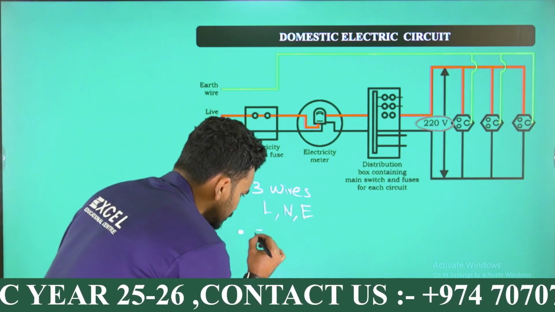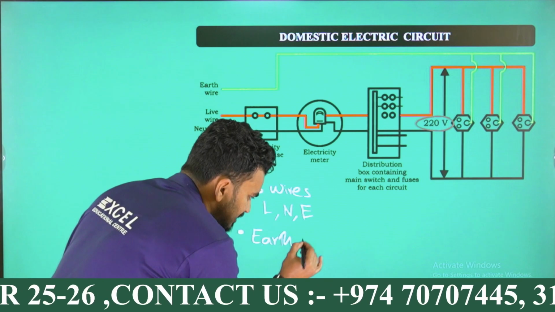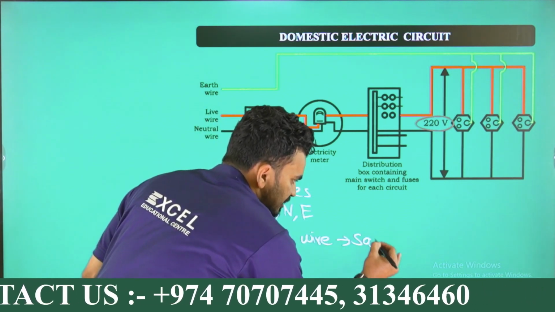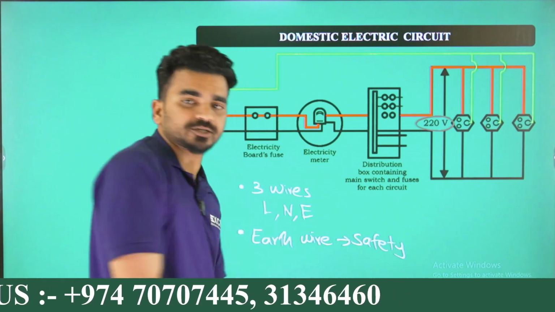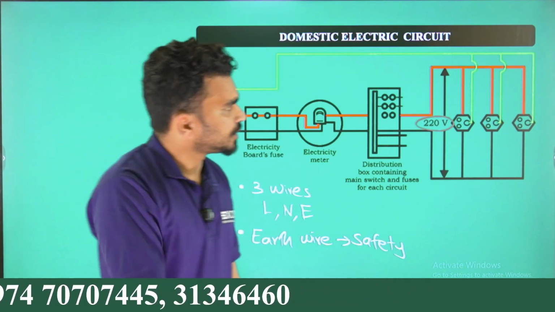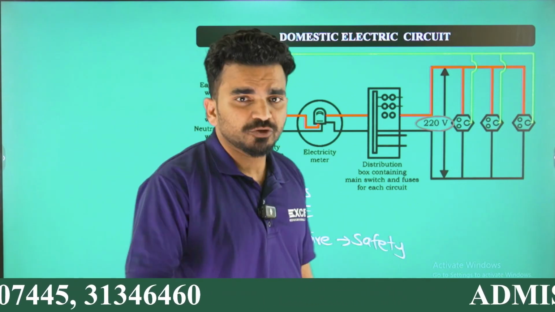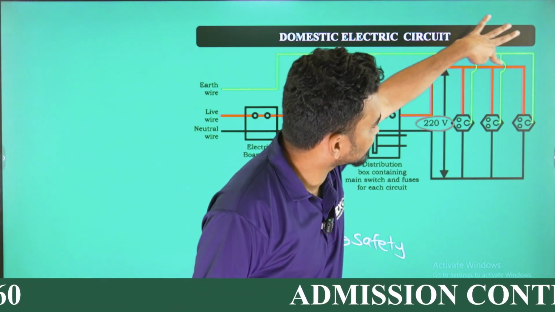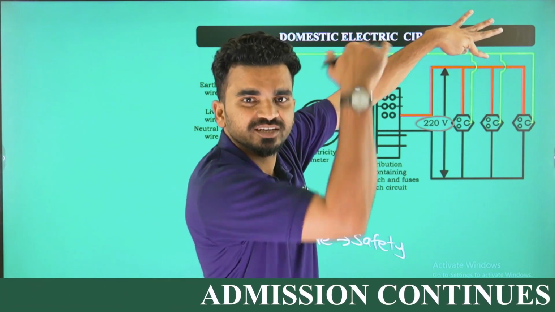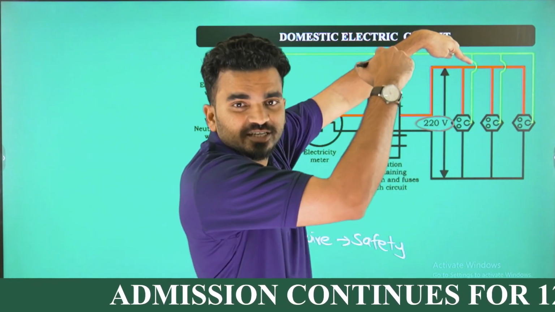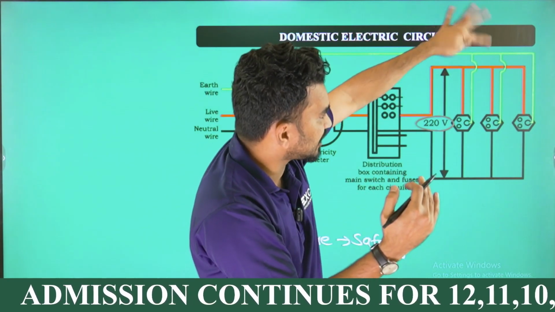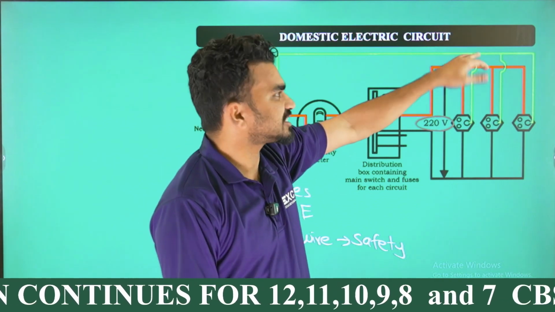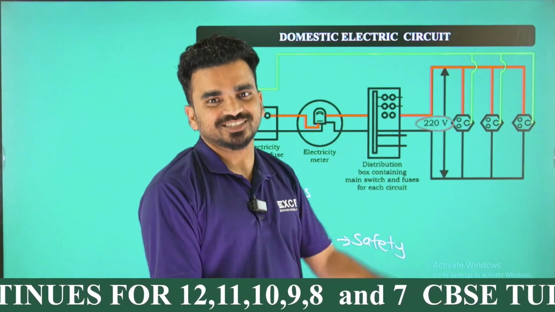And out of this, earth wire is for what? Safety wire. I will discuss the earth wire in detail soon, just wait. Earth wire is for safety from electric shock. Now see again. You might be wondering what this kind of symbol means. It's actually crossing the live wire and earth wire without joining, so it's just an indication that they are independent wires.